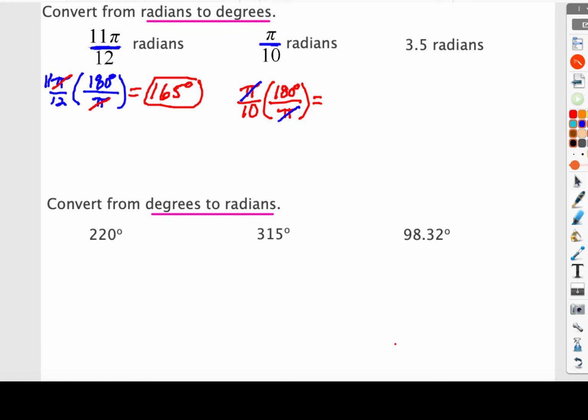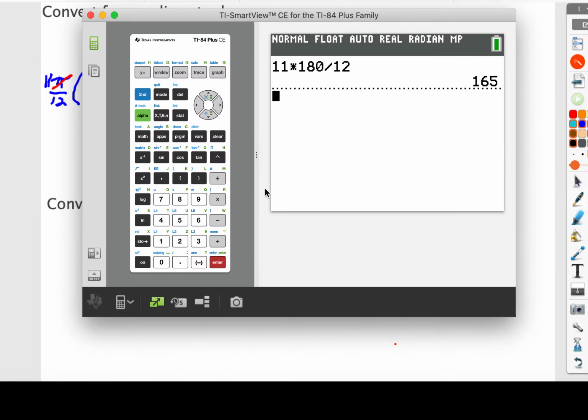Let's make sure we write down nice, clean answers, right? 18 degrees. Now, 3.5 radians doesn't operate any differently. 3.5, because we're in radians, we're going to divide away pi radians, and we're going to multiply by 180 degrees. Now, this time we don't get to cancel the pi, so we definitely need to use our calculator on this one. So let's go ahead and call that up.